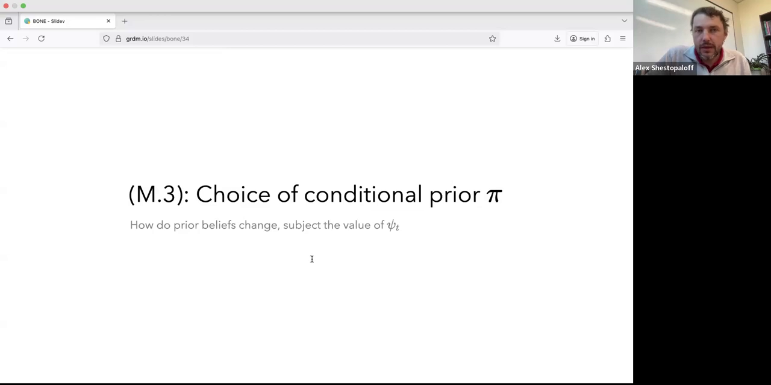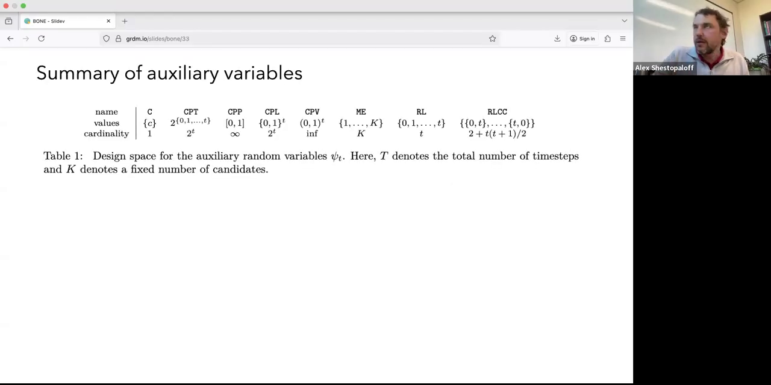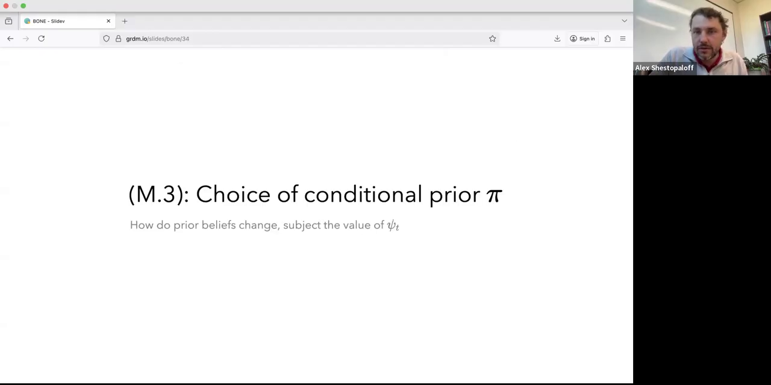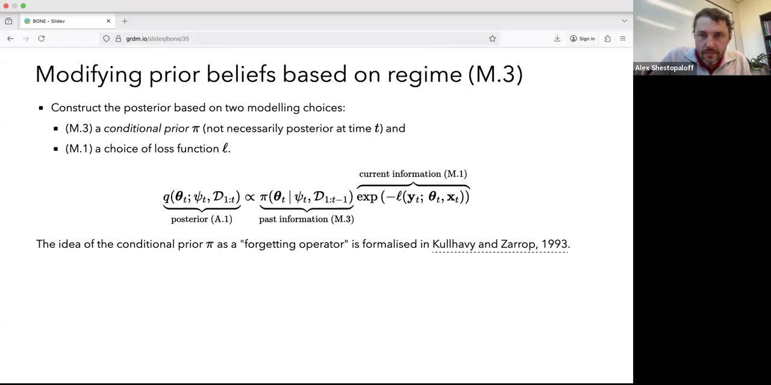Okay. So next we go to the choice of conditional prior, and the conditional prior is what psi-t modulates, influences, controls over time, right? This part tracks our non-stationarity, but of course, what we want to do is have this track the non-stationarity and influence the choice of our prior over time, right? In other words, for example, forgetting what we learned up to now. Okay, so there we go.